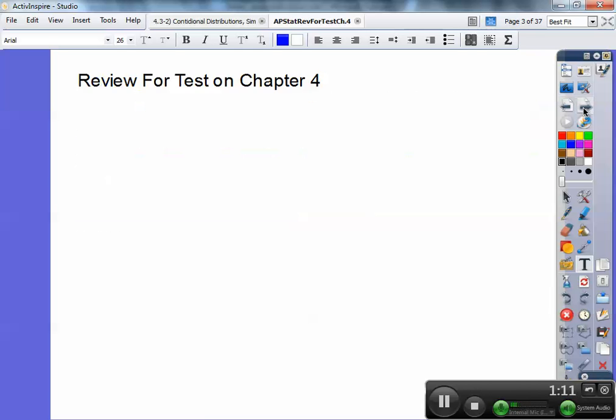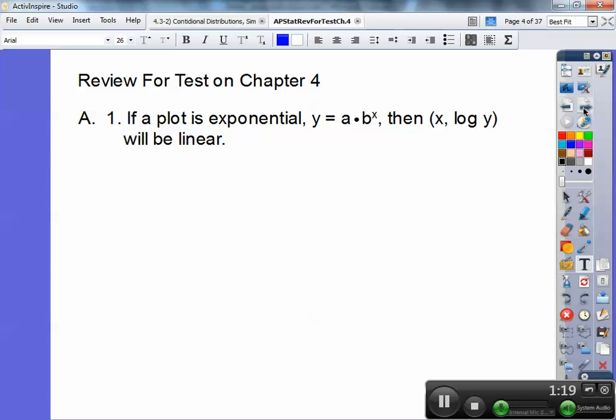Okay, here we go. So here's the review for our test on chapter 4, and I believe the test will be on Thursday. Section A, number 1. If a plot is exponential, notice the x is in the exponent of y equals a times b to the x, then log y will make it linear. So leave x alone and log y.